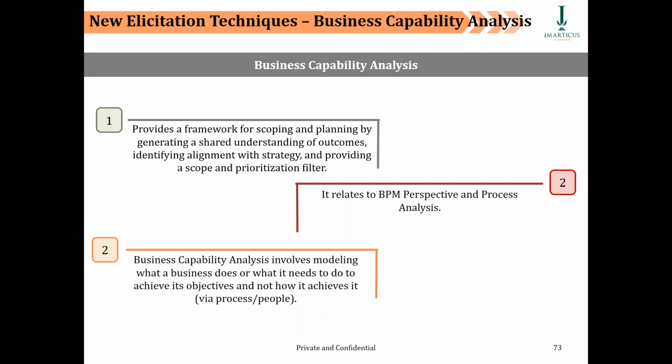It essentially involves modeling of what the business does and what it needs to achieve its objectives. Okay, and not how it achieves. So business capability analysis is one of those few elicitation techniques which does not tell us how to achieve that objective. It just tells us what the business needs to do to achieve, not which way it needs to do. Just the strategy part, just the what part, not the how part.